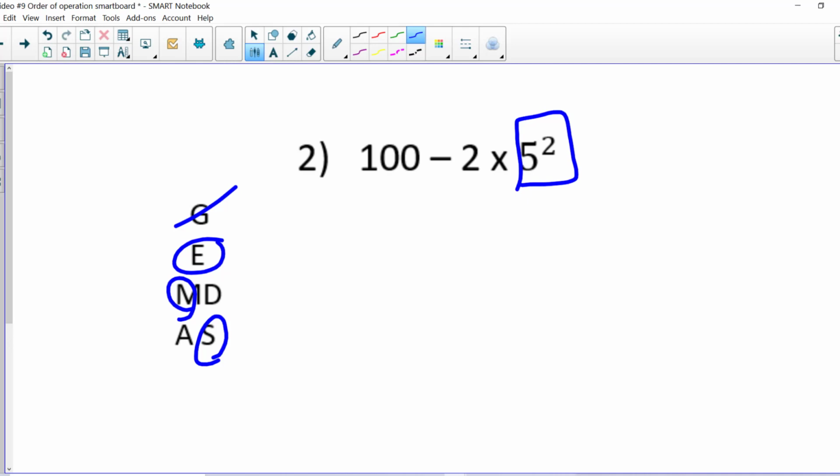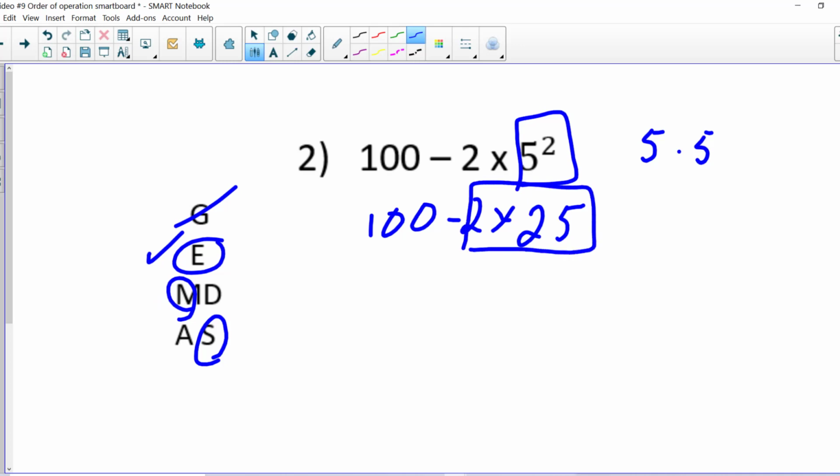Remember what 5 to the second power means. 5 times what? 5. Not 5 times 2, 5 times 5, and that is equal to 25. Now, I'm just going to bring down everything in the problem I haven't already used, the 100, the 2, and the times. All right, so I've done the exponents. What's the next thing? I have subtraction or multiplication. Which one do I do first? Multiplication. So I'm going to put a box around my 2 times 25, which will give me 50.